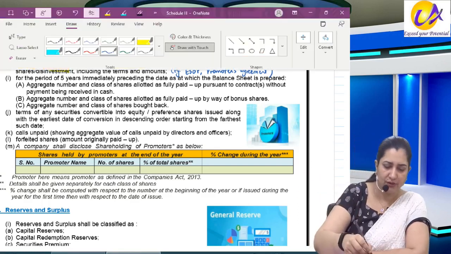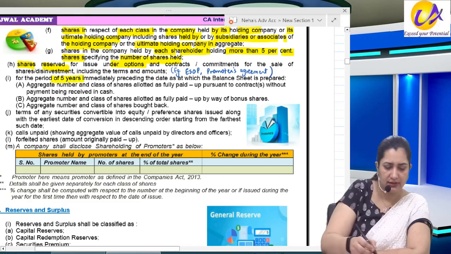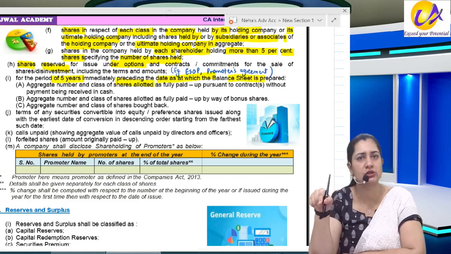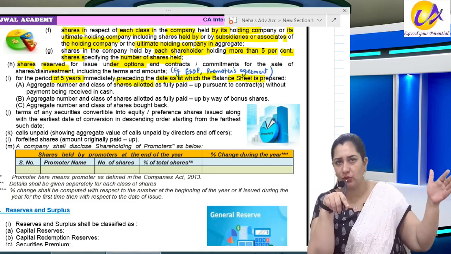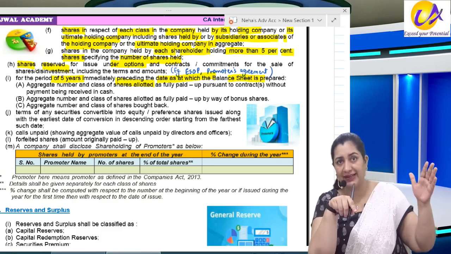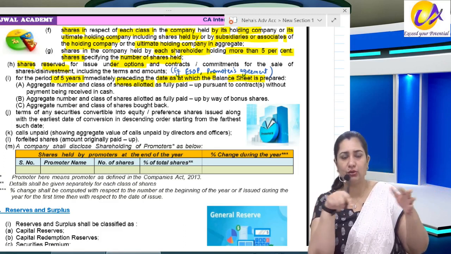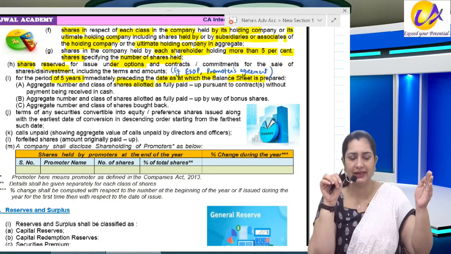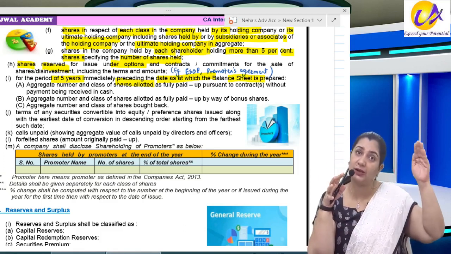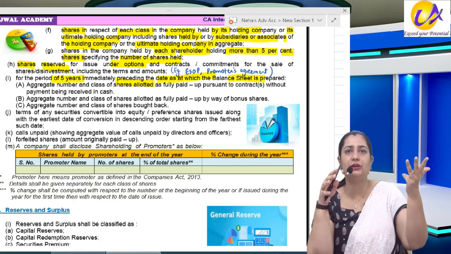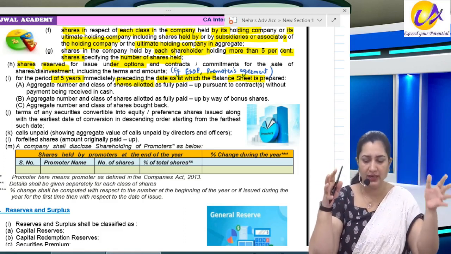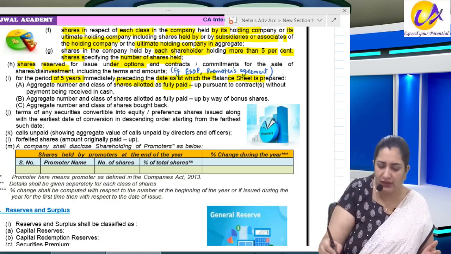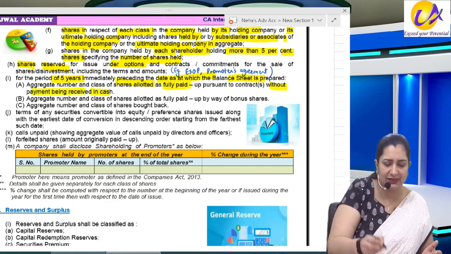Then for a period of 5 years immediately preceding your balance sheet date. If your balance sheet date is 31st March 2024, then 5 years before that means 31st March 2019. From that date till 2024, in these last 5 years, we have to see which number of shares were issued as fully paid up shares without payment being received in cash.